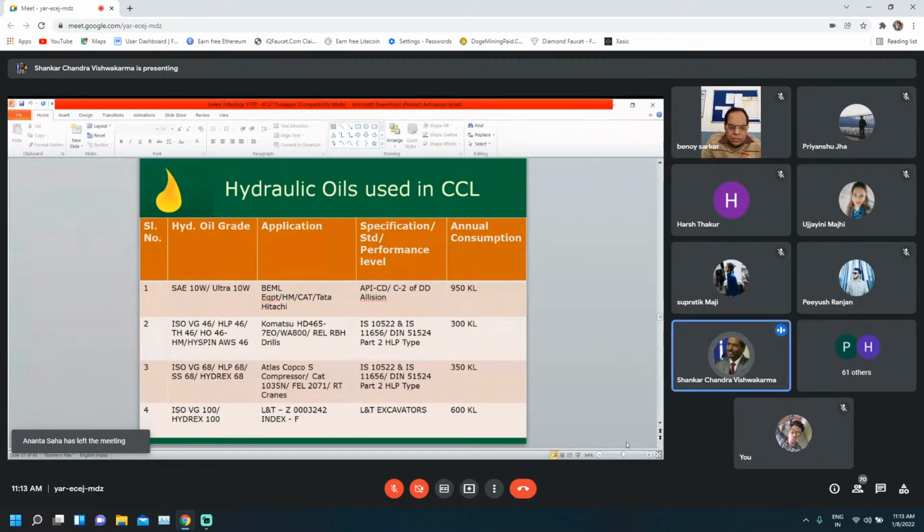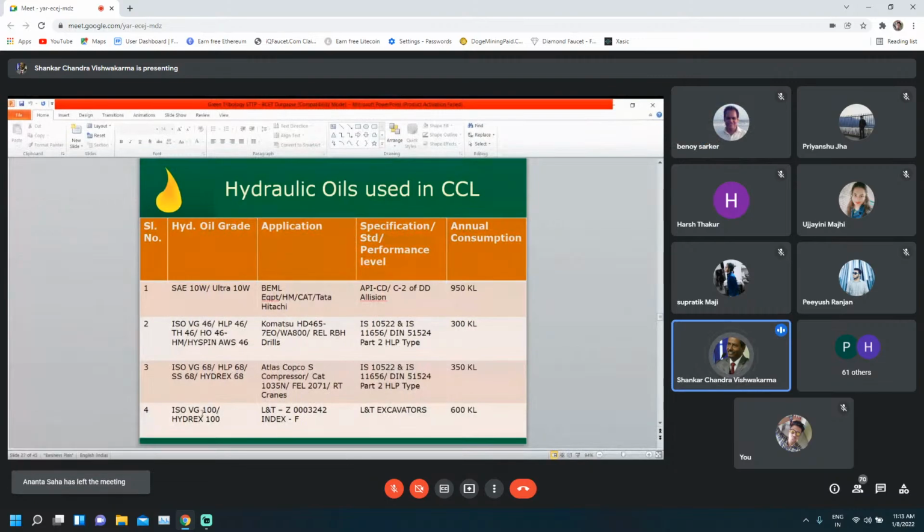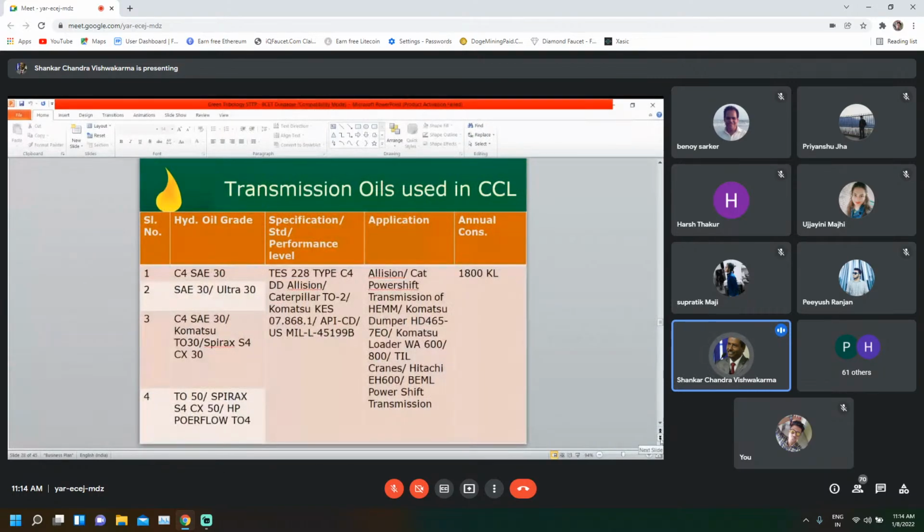So the highest viscosity grade we are using is VG 100. That is there in the L&T make equipment, the L&T excavators we are using there. So see this, 900 kiloliters, 600 kiloliters. So altogether it is 2200 kiloliters. So you can imagine the amount of hydraulic oil we are using in Coal India. I mean CCL I'm talking about.